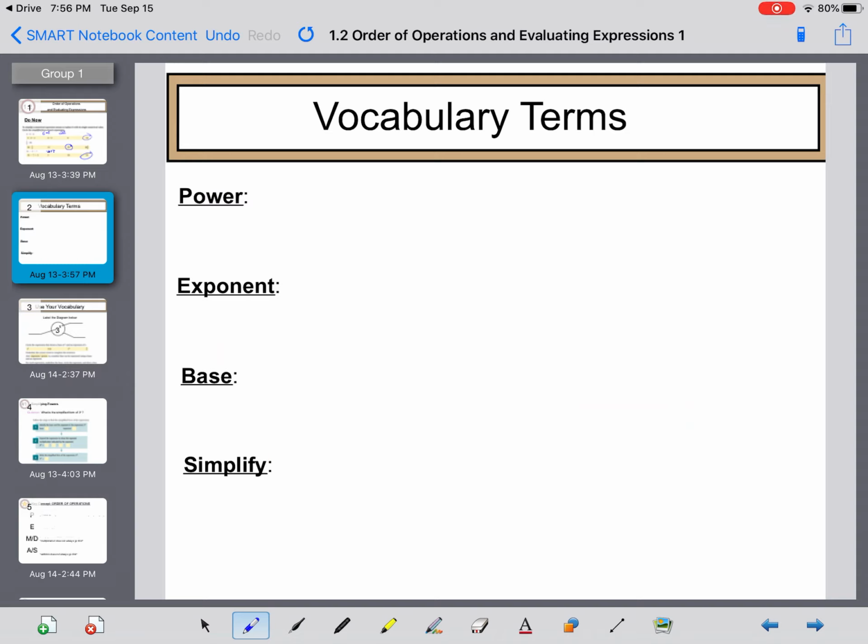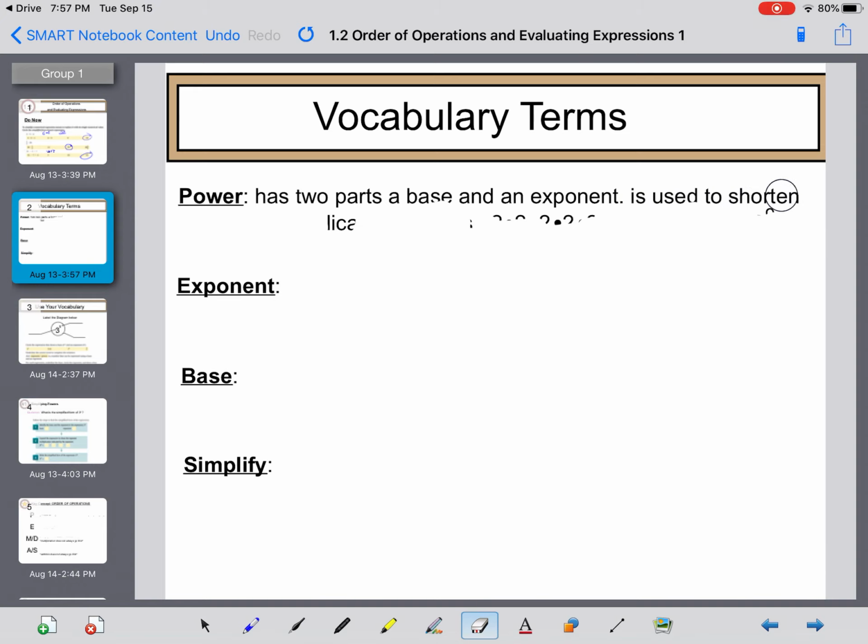Again, we have some vocabulary terms. Feel free to jot them down. And pause when you need so I don't get too far ahead in the video, and resume when you're ready. A power has two parts, a base and an exponent. It is used to shorten repeated multiplication, such as 2 times 2 times 2 times 2 times 2 times 2 times 2 times 2 times 2 into 2 to the 9th.